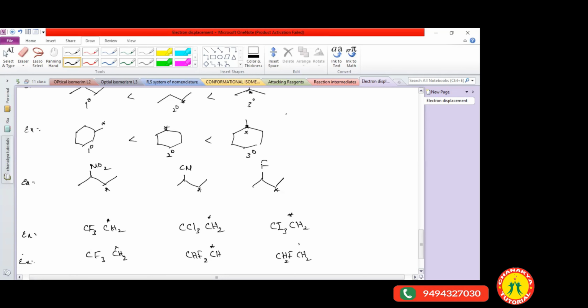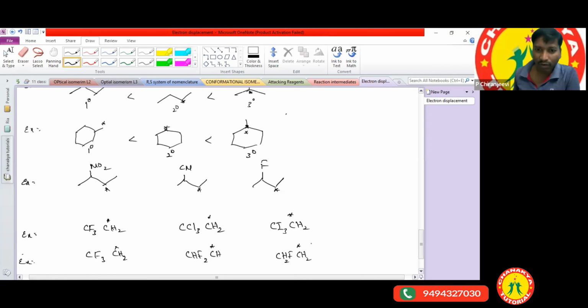So what's the answer for the third one? Can you explain it? Third one, what is the stability order? Which one is the most stable? To find the most stable, first we have to check. If you observe the structures, all are secondary free radicals only. But we have to check the electron withdrawing groups. All secondary radicals are attached with an electron withdrawing group.